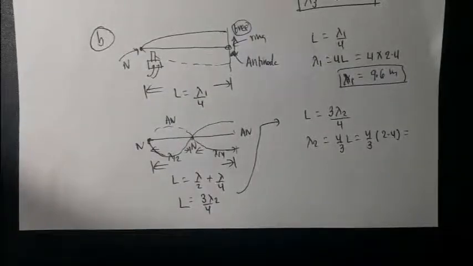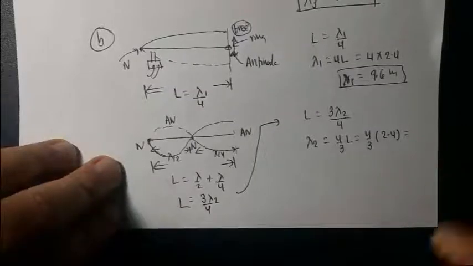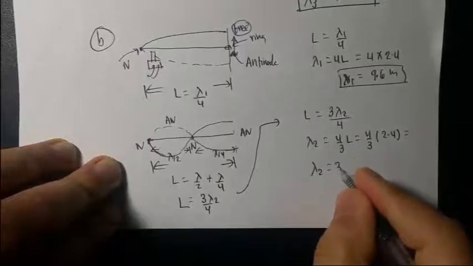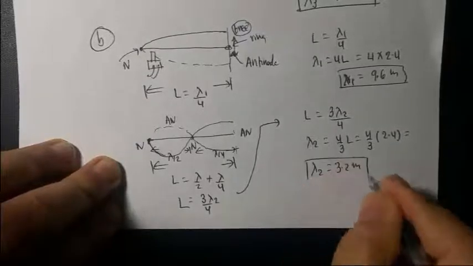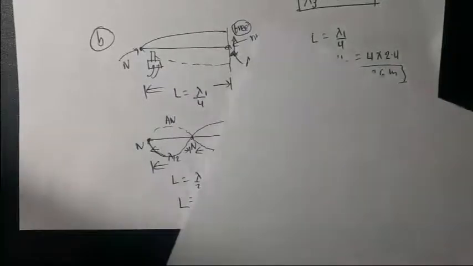4 divided by 3 times 2.4 is 3.2. So the next possible wavelength is 3.2 meters. Okay, one more left, right? One more harmonic, same problem. So next possible harmonic, same length. Now it will have 3 nodes.